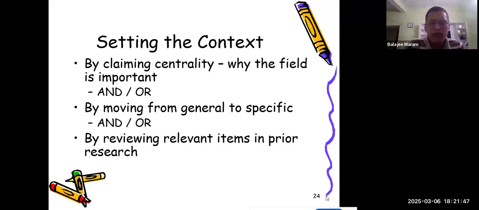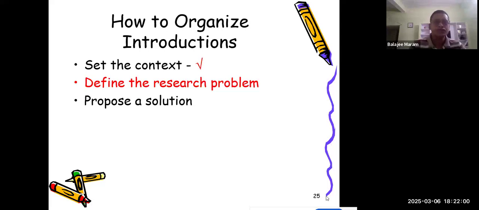Third one, by reviewing relevant items in prior research. Definitely, we need to identify and review the related research which was already published. Okay. Set the context is one. Next, second one, define the research problem.